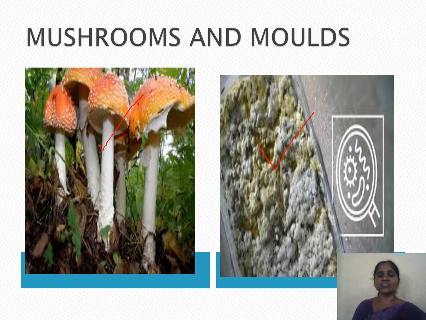For example, if our bread is spoiled, or any food item with moisture, such kinds of foods are where they easily grow. They depend on such foods because they do not have chlorophyll to prepare their own food. They depend on other sources.